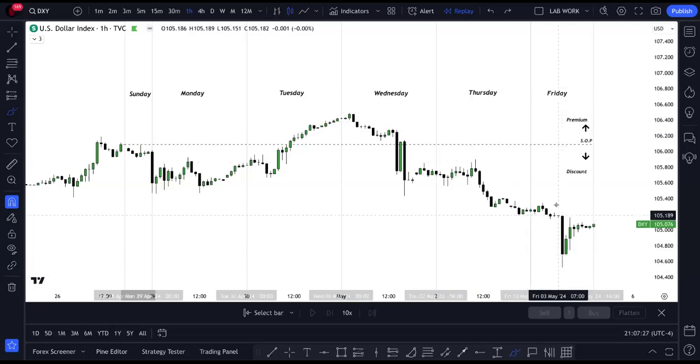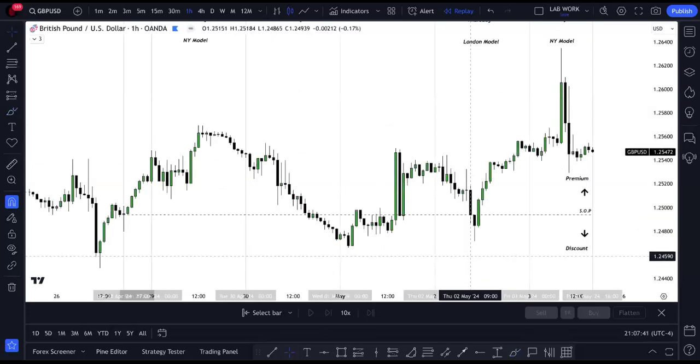Very interesting. So NFP was definitely a volatile move for the DXY. It shot down. A lot of the dollar pairs went down for NFP. So let's move on to the next currency pair. And I believe that is going to be GU.